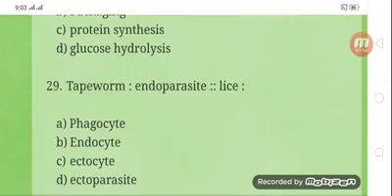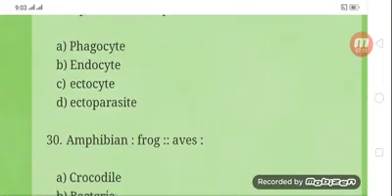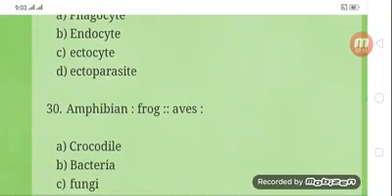Okay, tapeworm, endoparasite, whereas lice is the ectoparasite. Endo means inside, and ecto means outside. Anyway, that's letter C. Letter D, I'm sorry.